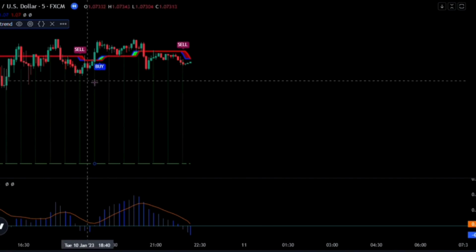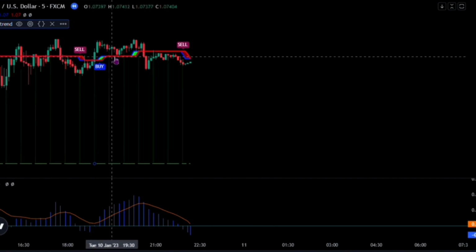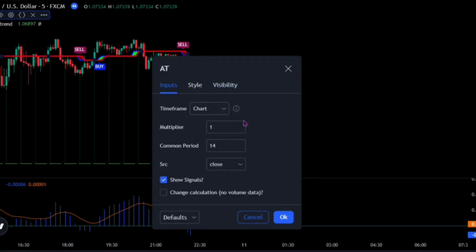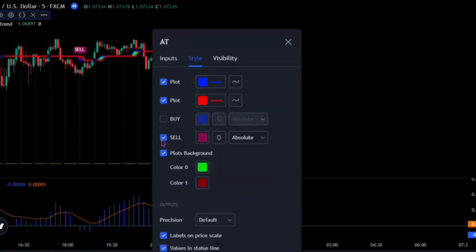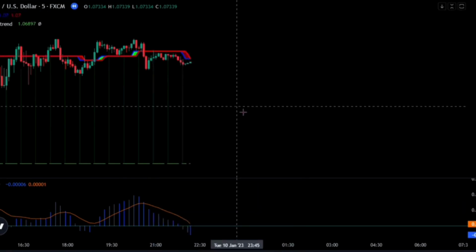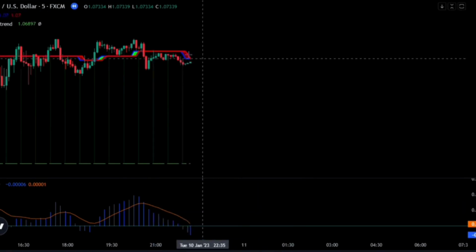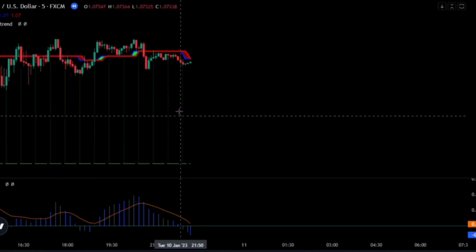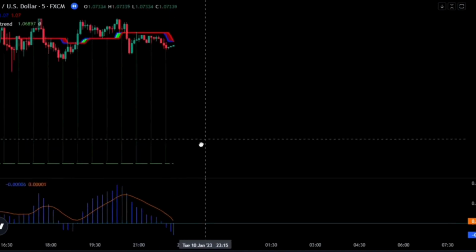And for the last indicator on the chart, let's look at adjusting its settings. Bring up its settings panel, then untick the buy and sell label, as we do not need them for this strategy. And that would be all here. Now we have our chart looking like this.